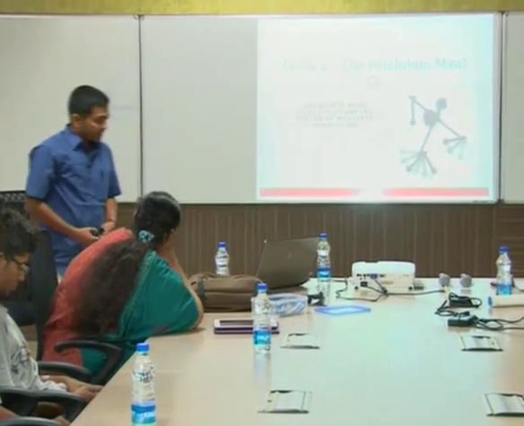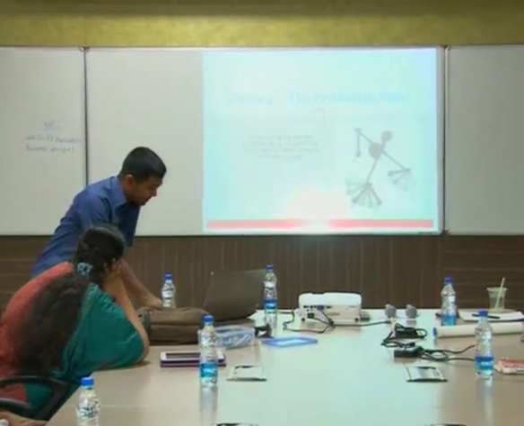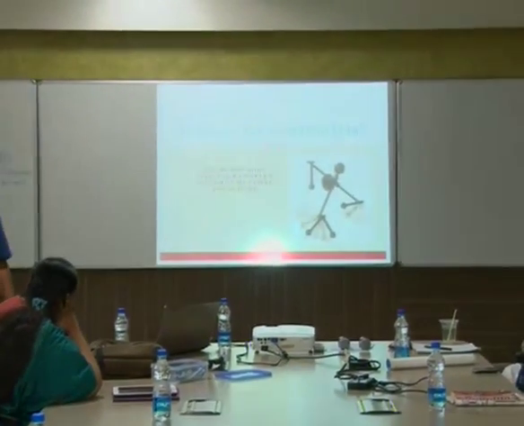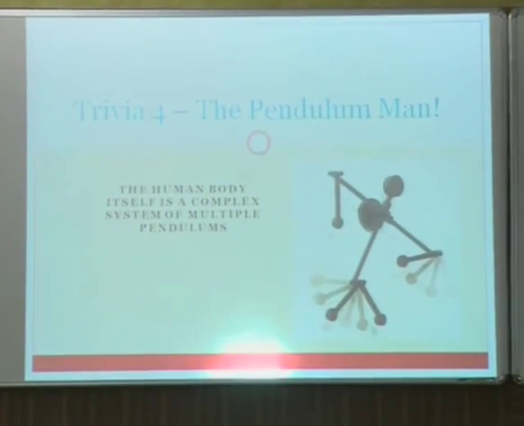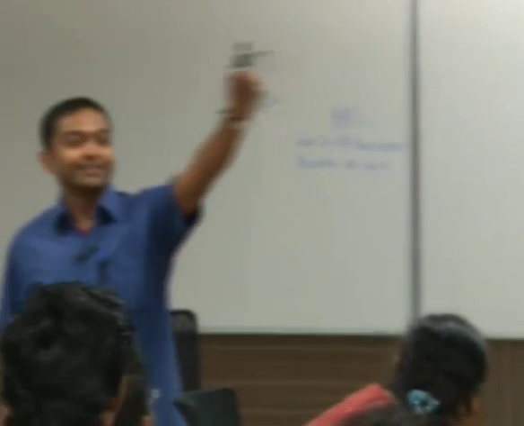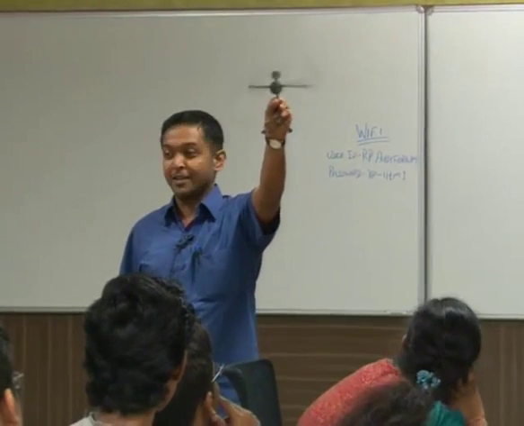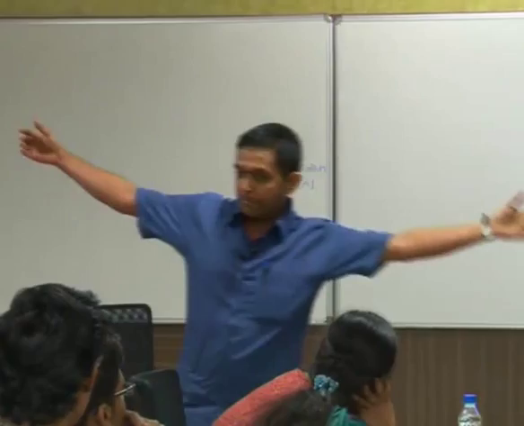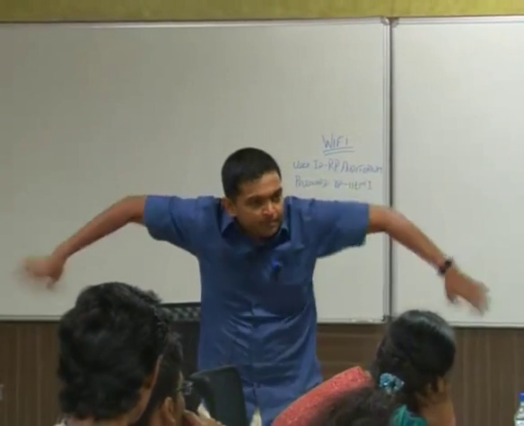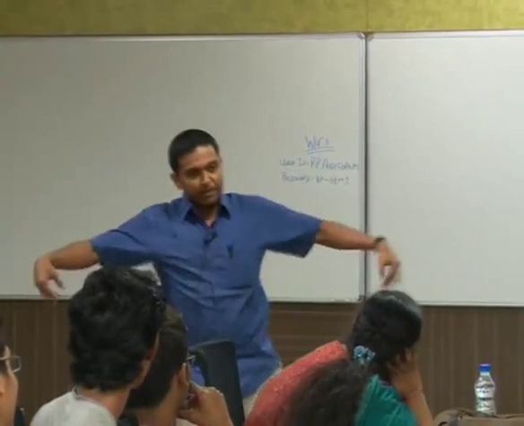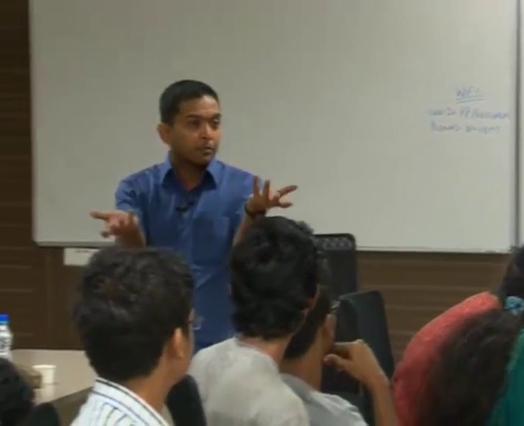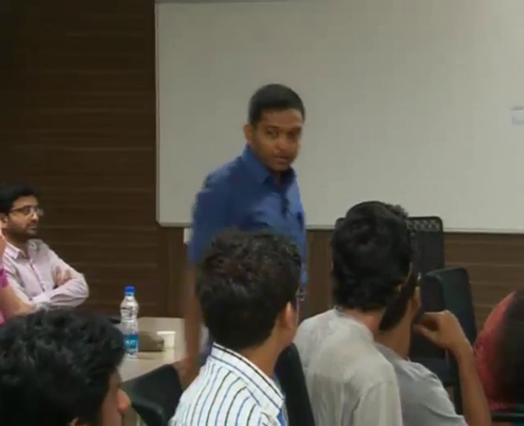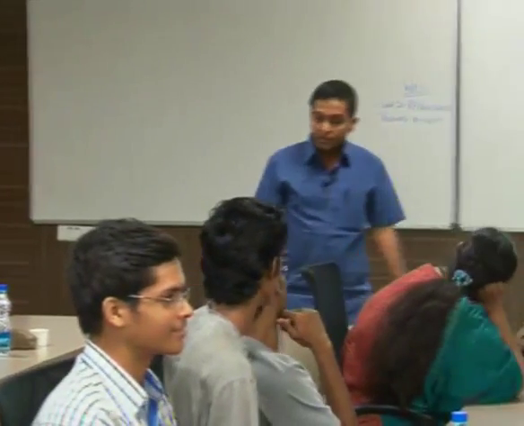The pendulum man. So the human body itself is a complex of multiple pendulums. In fact, I have a small toy for that. I went to a shop somewhere in the US and they had this. It's multiple oscillators, and we are a bunch of pendulums. There's a pendulum here, there's a pendulum here. See? Many pendulums put together, you have a human being. So the human body is just multiple pendulums.